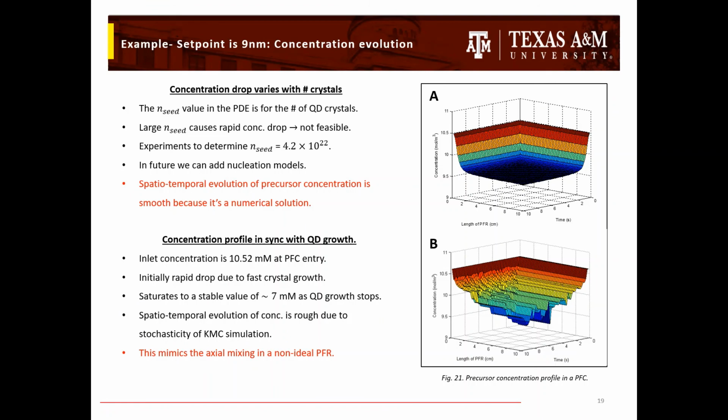Another thing is you can also see the concentration drop as the crystallization varies, and you can see that initially the concentration is around 10.5, which was the inlet concentration, and then it suddenly drops to a value which is around 7 millimolars, because the crystal size now is saturated. Again, there is a roughness because of the stochastic nature of the KMC, and it represents the axial mixing in PFM.